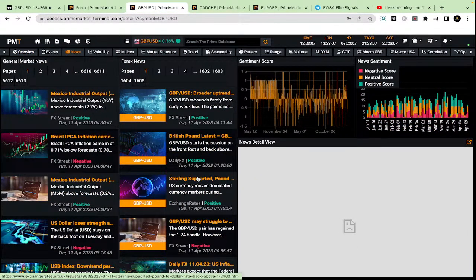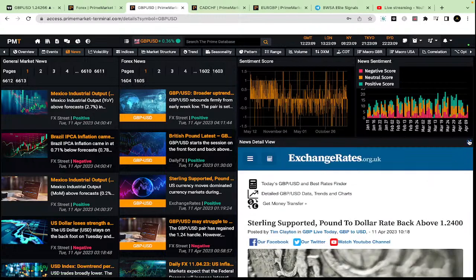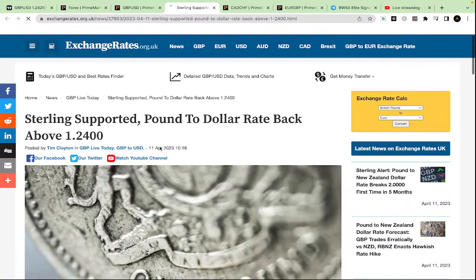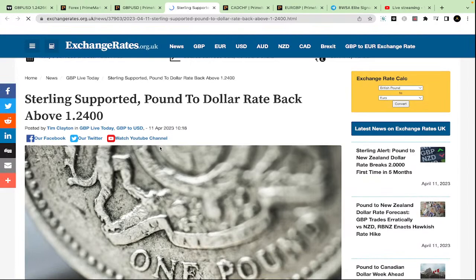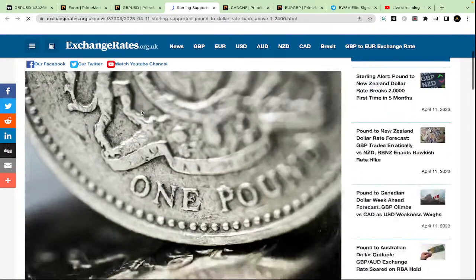We'll try this one as well. We'll read this one as well real quick. They give me key levels to look at.